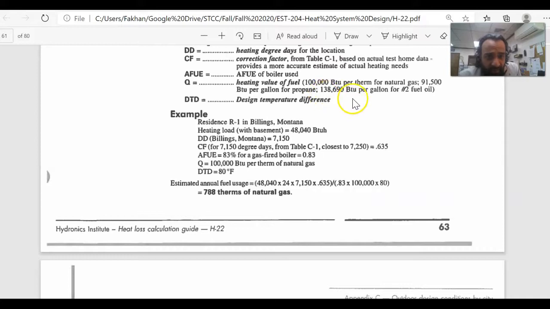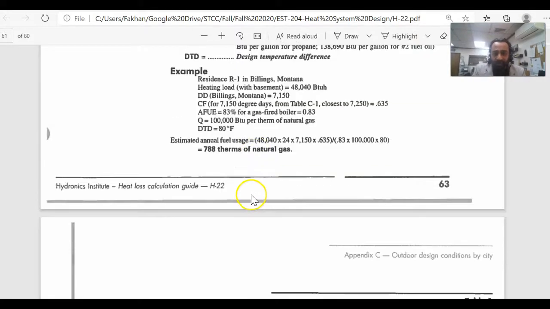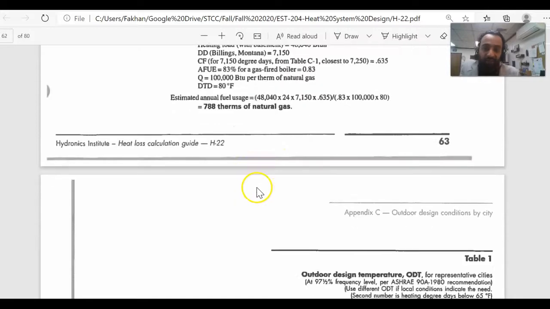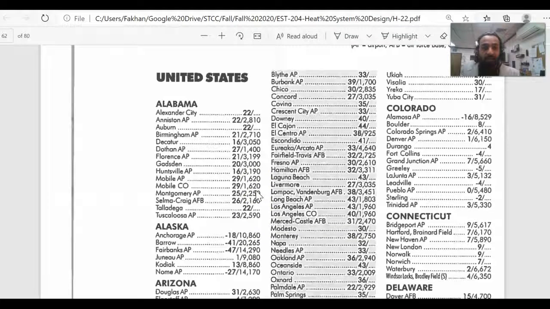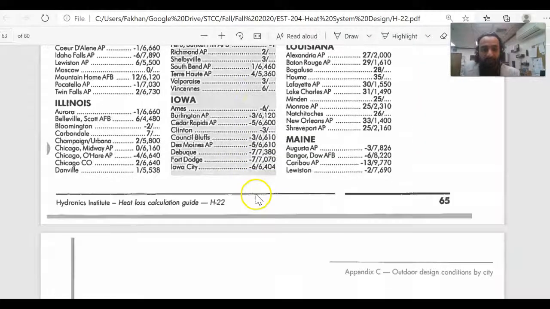This is oil, 138, and this is for gas. And AFUE, annual fuel utilization efficiency, is the efficiency of the boiler, which is 0.83. And finally, the degree days, and this will give you the amount of gas you will use for that house in a year, roughly. That's kind of like having the MPG on a car, but this is the MPG for the house.